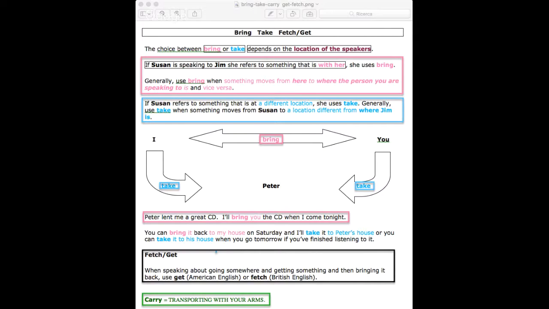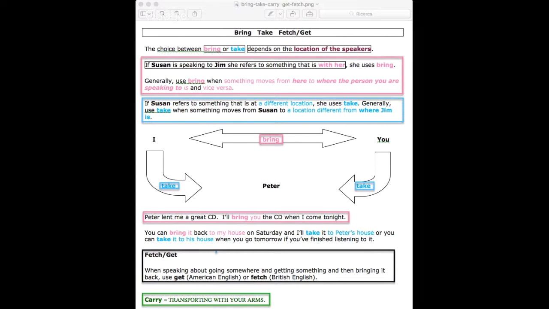In fact, I've written here, generally use bring when something moves from here to where the person you're speaking to is, and vice versa. So that's quite clear in the diagram. Instead, if Susan refers to something that is at a different location, she uses take.